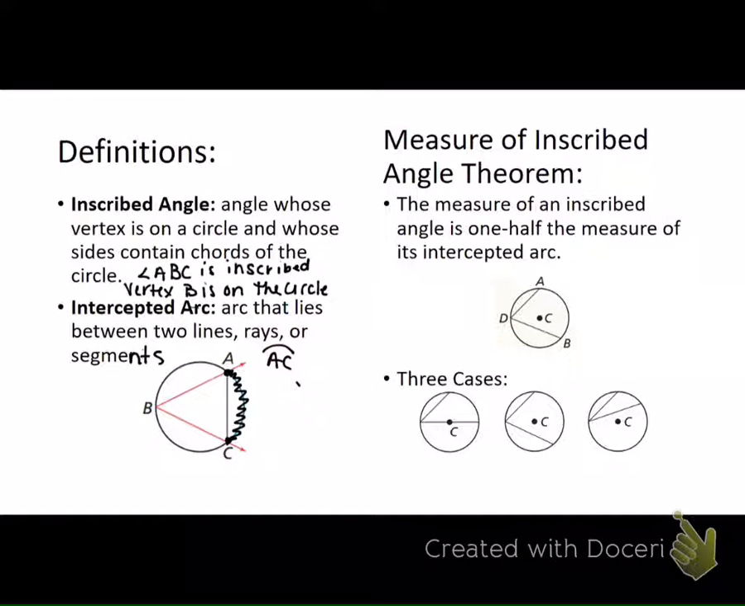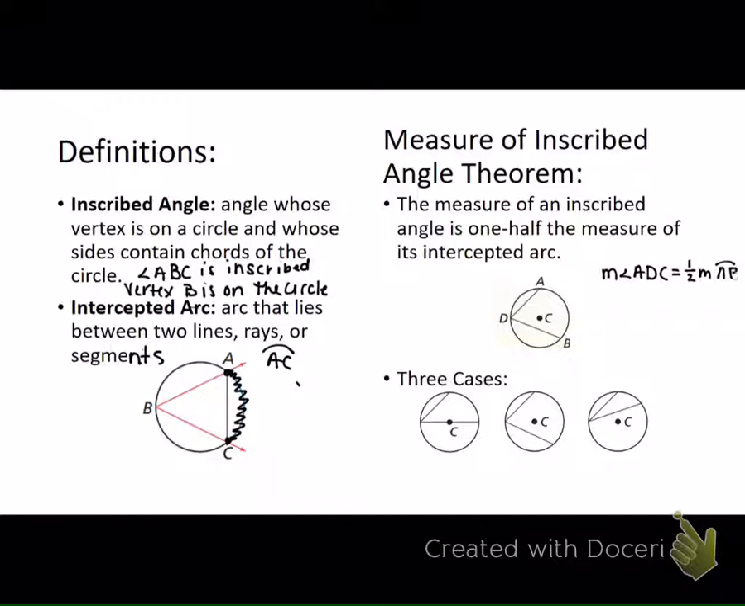So here is the theorem. The measure of an inscribed angle is 1/2 the measure of the intercepted arc. So the measure of angle ADC is equal to half the measure of arc AB.